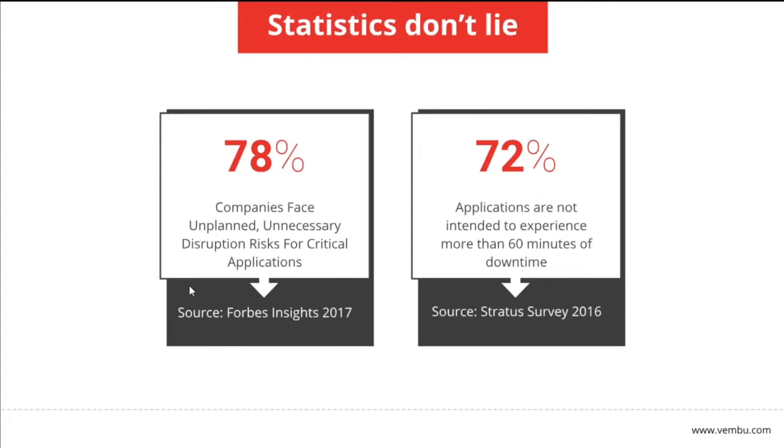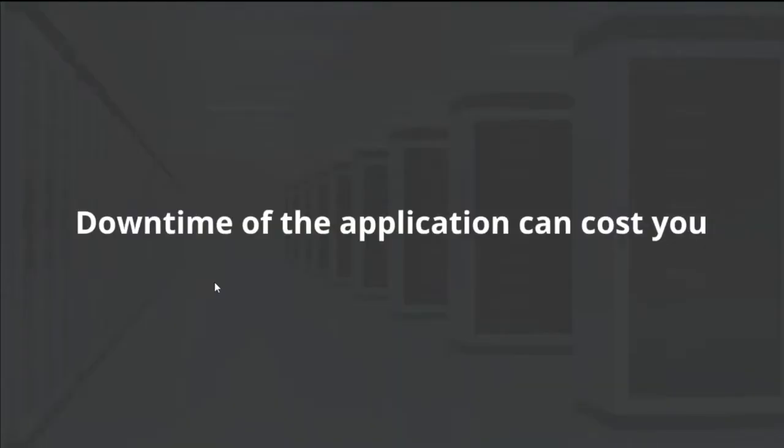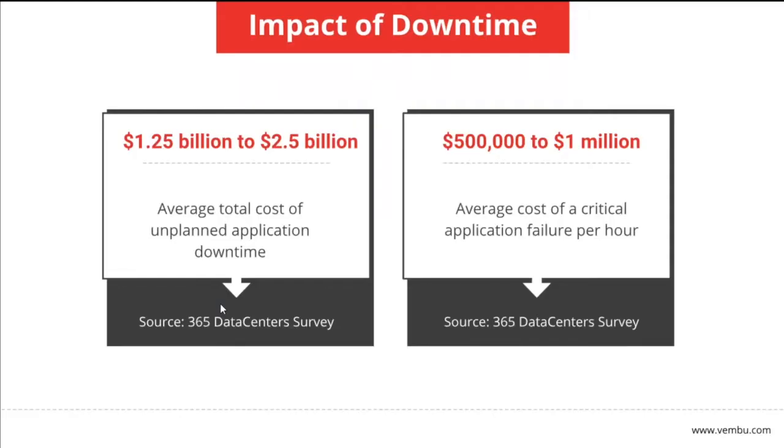So this is from a survey. We got this data from Forbes Insight. Statistics don't lie. So what if the business critical application goes down? Downtime of an application can cost you. So these are the impacts of the downtime: nearly 1.25 billion dollars to 2.5 billion dollars. This is the average total cost of unplanned application downtime.